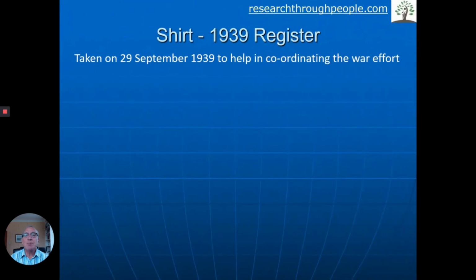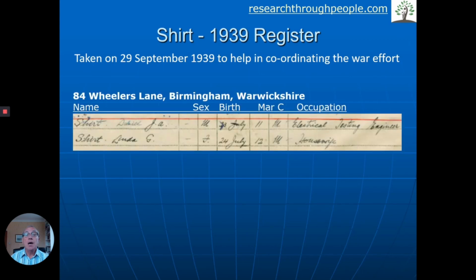Now, just in passing, one of the documents that has become available in the last couple of years is the 1939 register. With World War II looming, it was decided we need to do a register, a census of everyone in the country so we know who's who and where they are. So in fact, we found this Daniel Shirt before the First War. In fact, he'd been married before, and things had happened there. But there's the entry in the register.